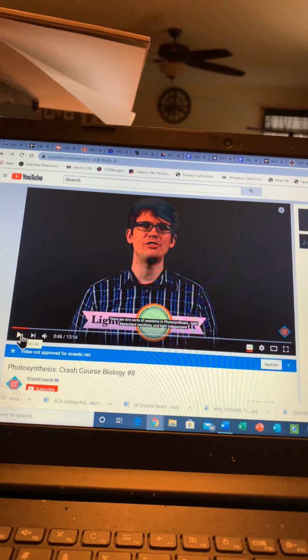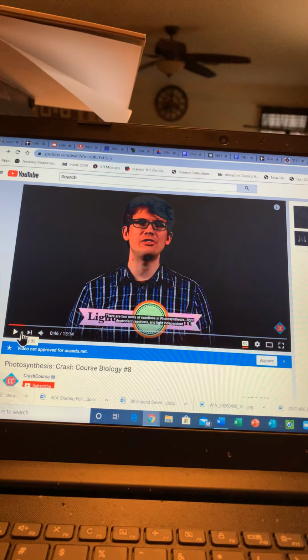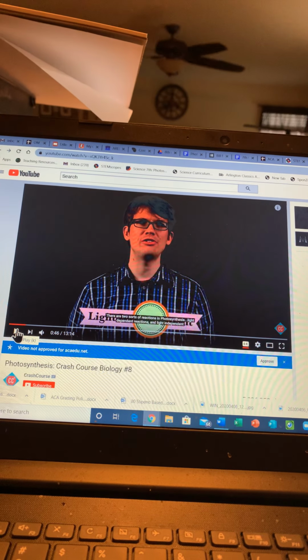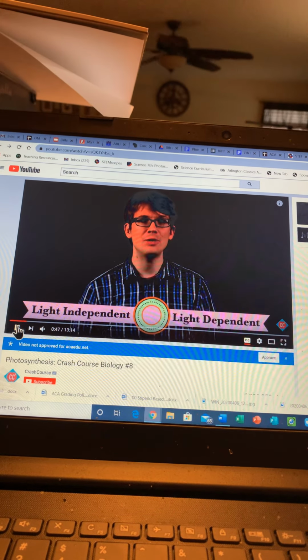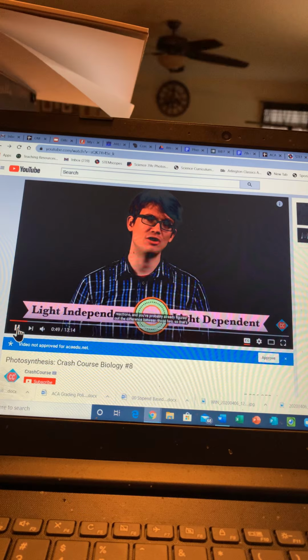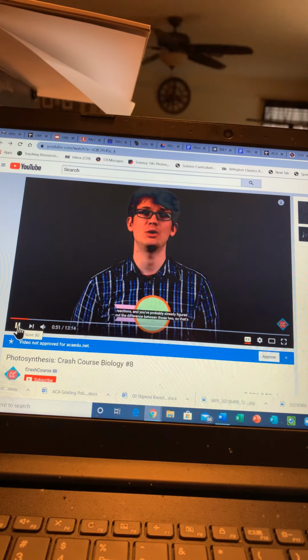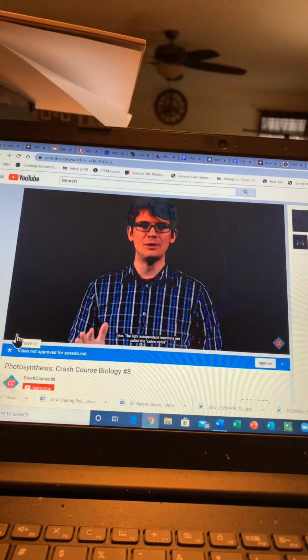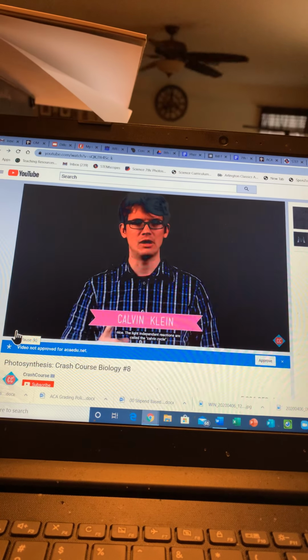He just talked about how it takes place in 2 parts, and so let's see what those 2 parts are. The light-dependent reactions and the light-independent reactions, and you've probably already figured out the difference between them. That's the first 2, blank. So that's nice. The light-independent reactions are called the Calvin cycle.